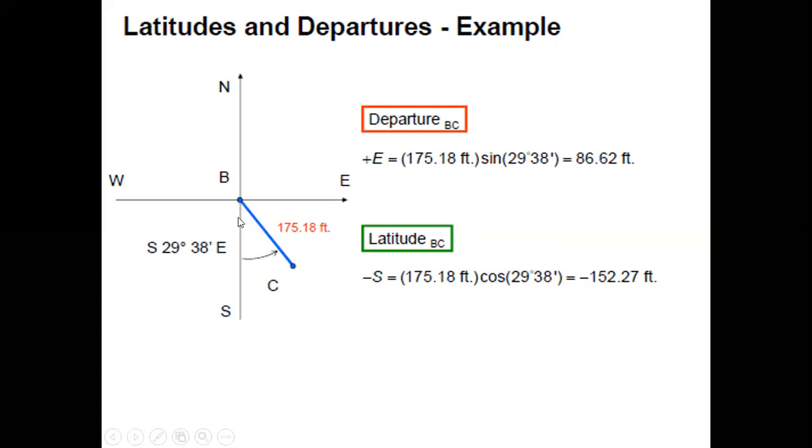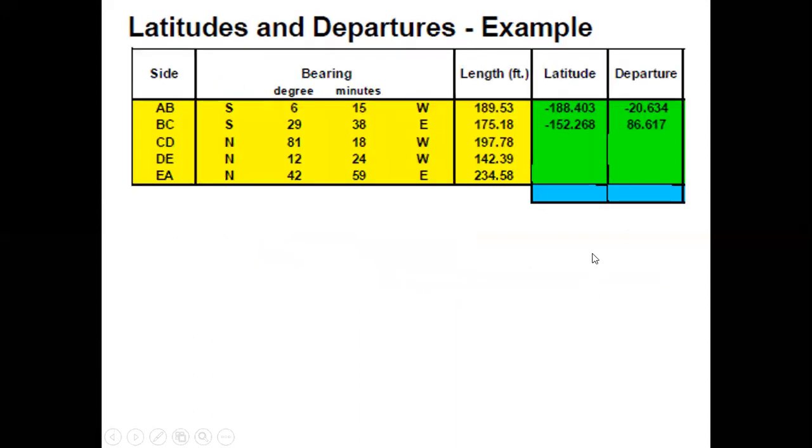For the latitude value, we can use the cosine function. Cosine of the angle is equivalent to the latitude for line segment BC over the length. So to obtain the latitude, it is the given length times the cosine of the angle. Again, for this case, the latitude component is going downward, so the sign here is negative: negative 152.27.